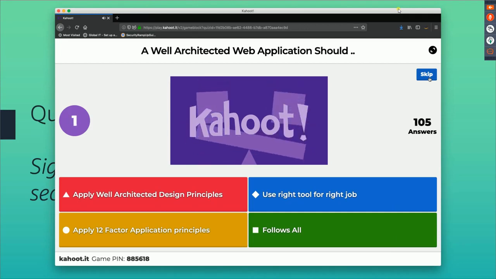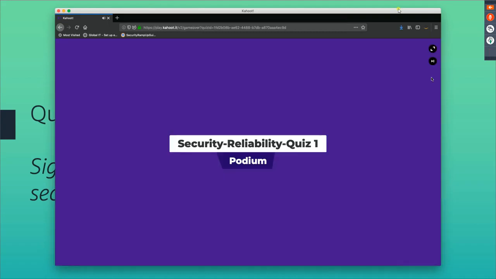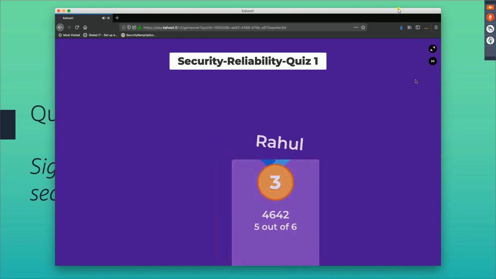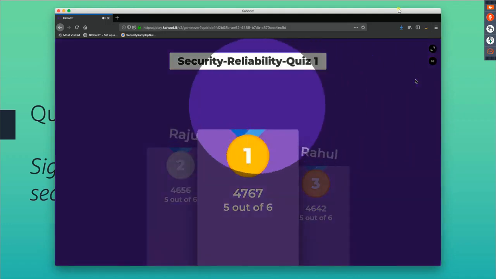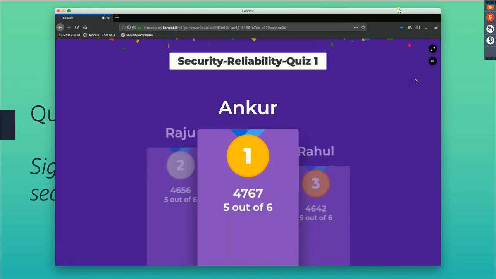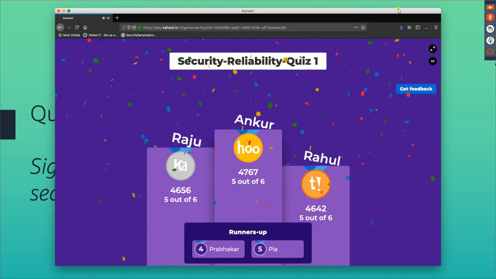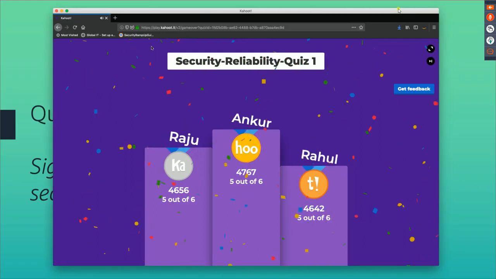Awesome. Yeah, great. More than half of the people got it correct. Yes, you have to follow all the principles. That is awesome. Thank you, team, for joining in. Let's see the final score. Rahul, congratulations. Then we got second position Raju, and Nagesh is here. Ankur. That's great. Thank you. And we got runner-ups Prabhakar and Paya. Thank you. Congratulations. We'll continue with our sessions.